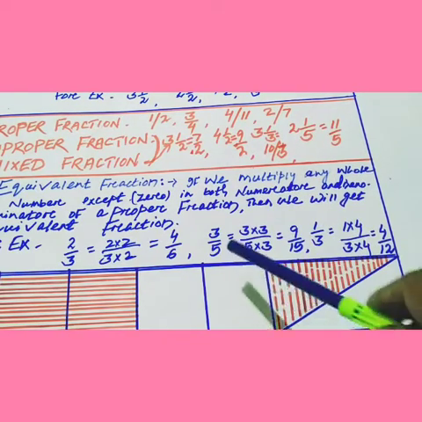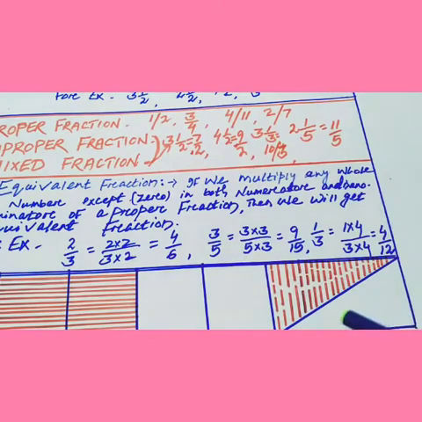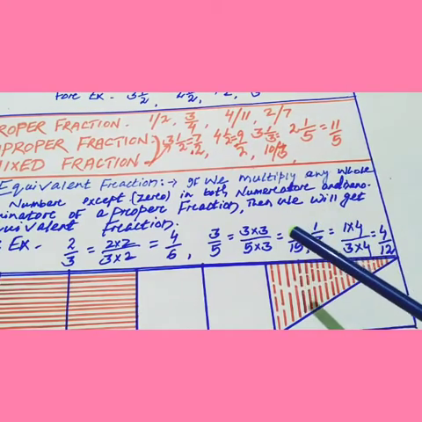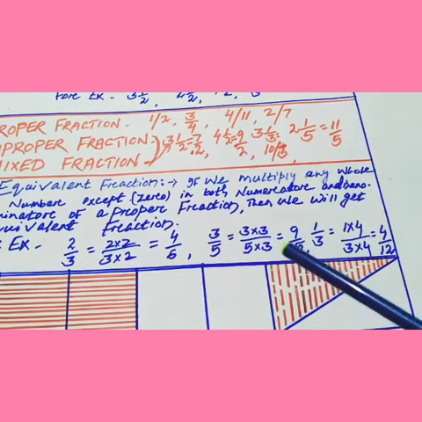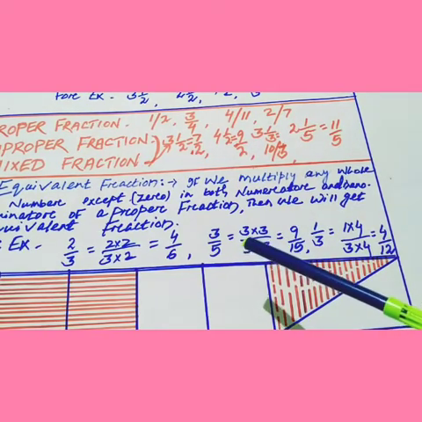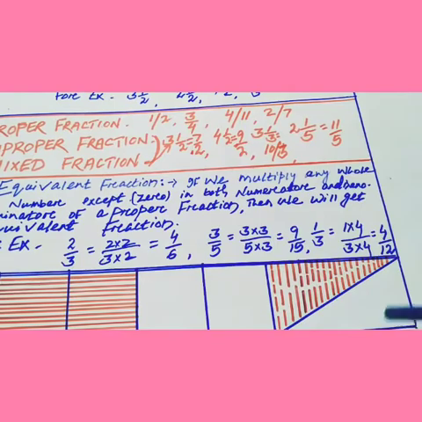So we learned different types of function. They are what? Proper function, improper function, mixed function, equivalent functions. So finally we learn 4 types of function, that is proper function, improper function, mixed function, and also equivalent function.